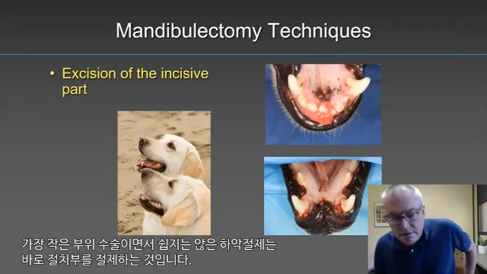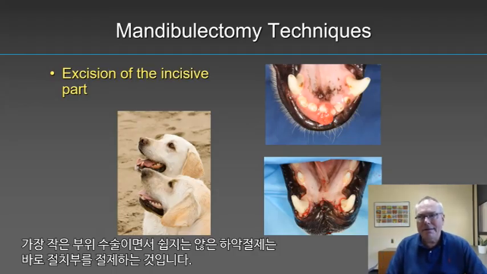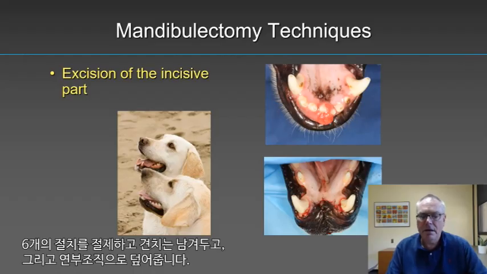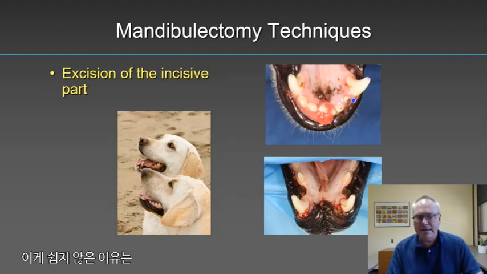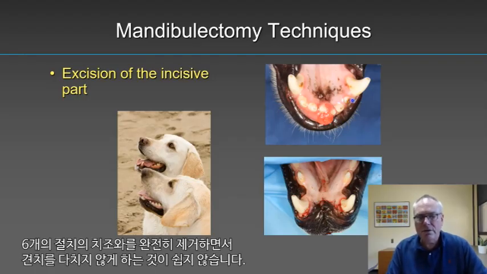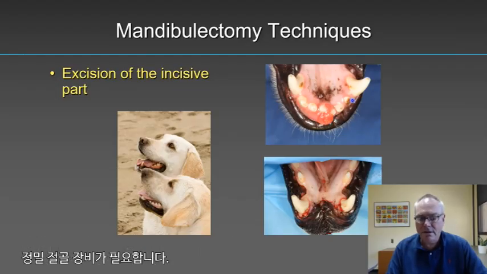So the most limited type of mandibulectomy, but not the easiest type of mandibulectomy, is the excision of the incisive part. The excision of the incisive part removes the 6 incisors, leaving the canine teeth in place and then covering them up with soft tissues. The reason why this is not easy is that it's rather difficult to remove the 6 incisors with intact alveoli and without damaging the canine teeth. So this is not quick and easy, and one needs precision osteotomy equipment in order to do that.